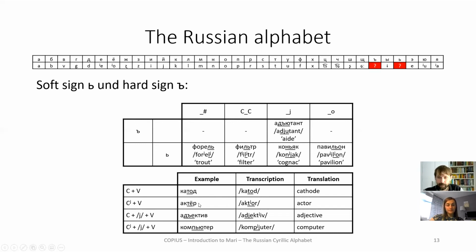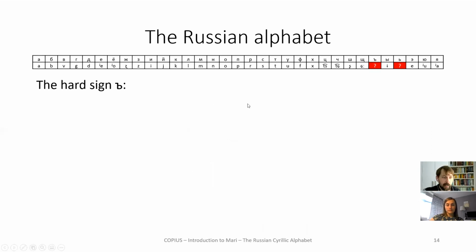Yeah, and maybe let's do these still. Катод. Актер. Адъектив. Компьютер. Great. So I mentioned morpheme boundaries, and if you're studying Mari, this is an interesting point: in Mari you also just see the hard sign in some loan words like adjutant or adjective and at morpheme boundaries. Why morpheme boundaries? Well, I have a specific Russian example to illustrate this.